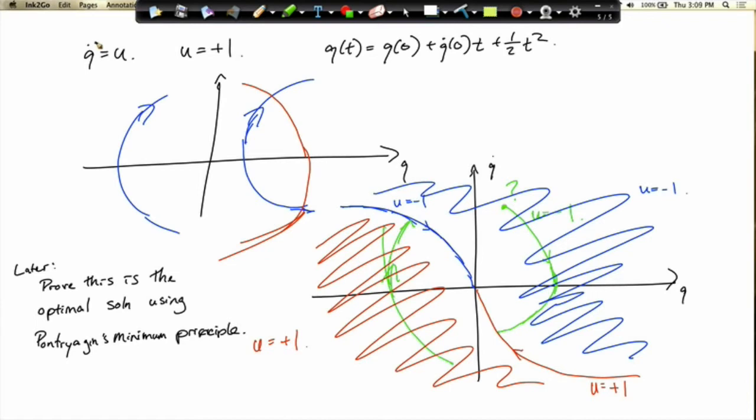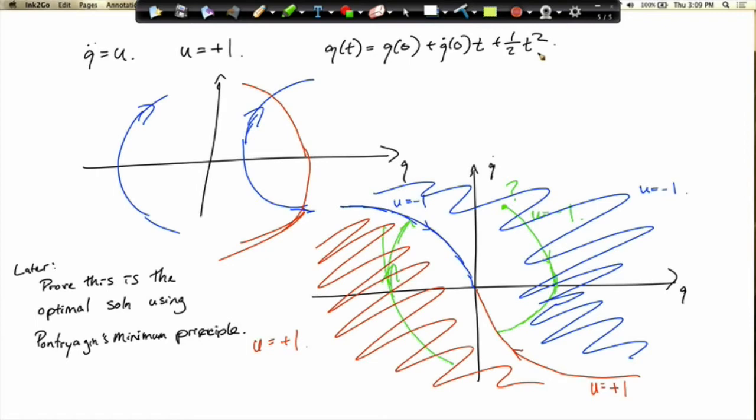Does that make sense? Yes. I was wondering why is it a parabola on the phase plane? Because I understand that q should be a parabola in time, but on the phase plane, why would it be a parabola as a function of q? So it'll be a parabola as a function of t squared. If I just plot over time, I get a parabola.